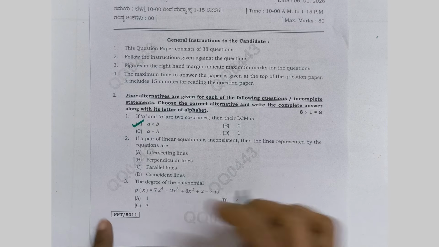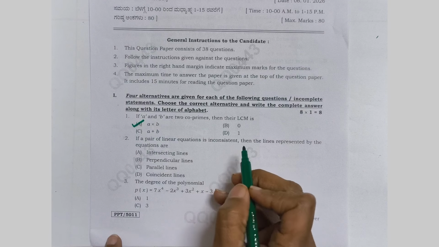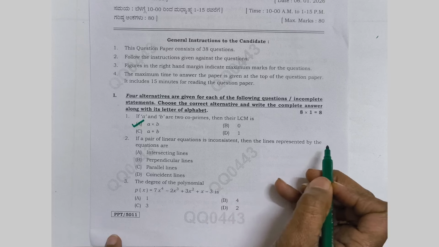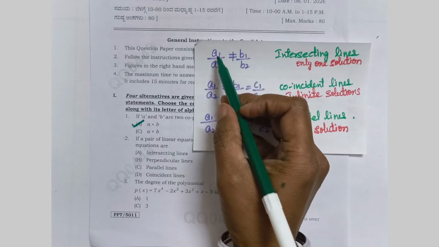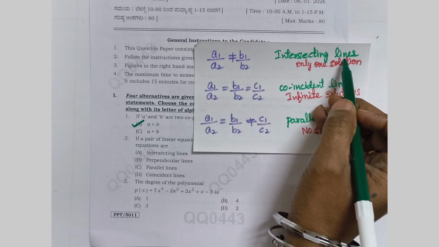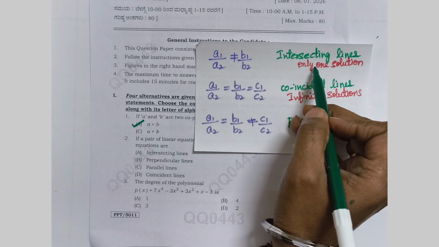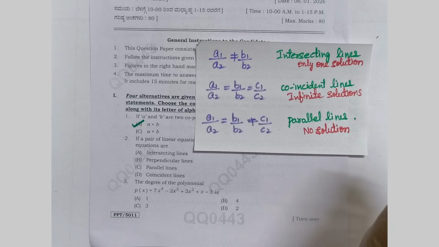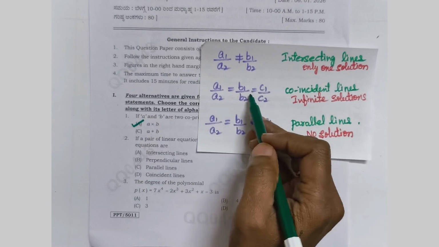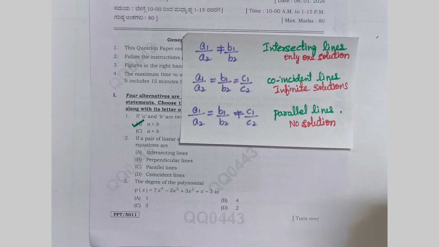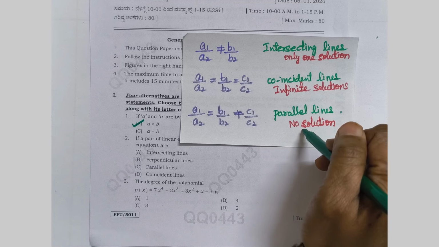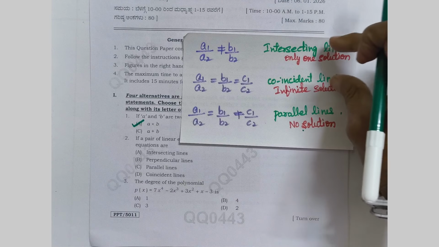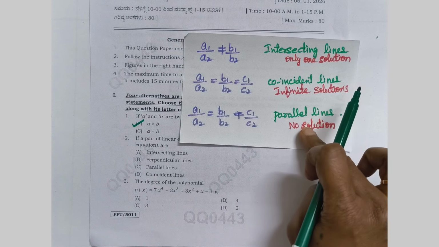Next question. If a pair of linear equations is inconsistent, then the lines represented by the equations are, 4 options given. First one, A1 by A2 not equal to B1 by B2 means intersecting lines. Intersecting lines means one solution. If a solution is there, it is consistent. If there is no solution, it is inconsistent. This is coincident lines, which means many solutions. Here also a solution is there. But here no solution, and no solution means inconsistent. These two are consistent, this is inconsistent.